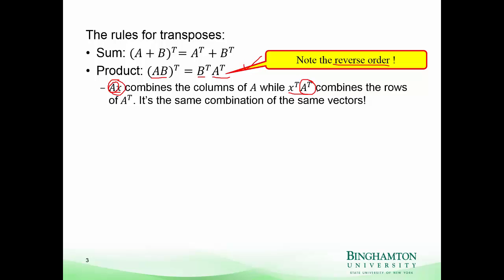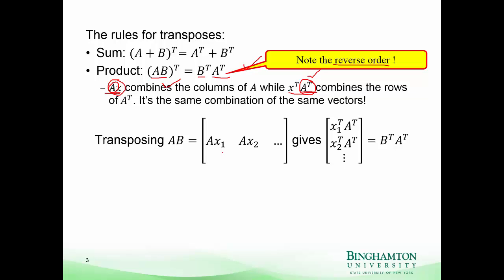And so, but remember, the rows of this are the columns of A. So this operation does exactly the same thing as this. The first combines the columns of A, the second combines the columns, or the rows of A transpose, but the rows of A transpose are the columns of A, so everything works. And so then we can just use that idea to extend to this.